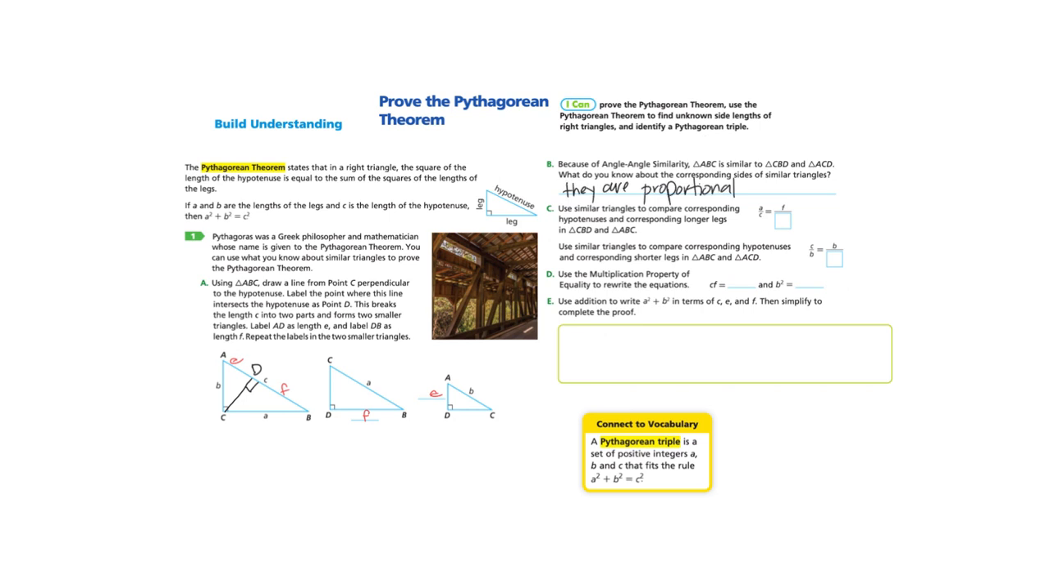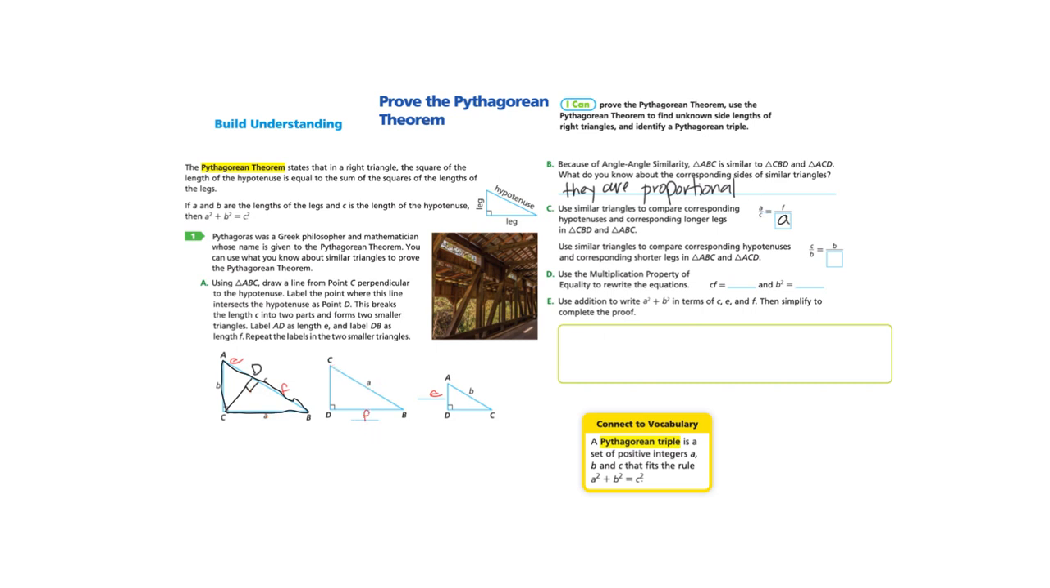C says use similar triangles to compare corresponding hypotenuses and corresponding longer legs in CBD and ABC. So if we look at triangle ABC, they're comparing A, which is this bottom leg, or the base leg, I guess you could say, to the hypotenuse. So they're saying A over C. If we look at this triangle and compare this bottom or base leg to the hypotenuse, it would be F over A. So A should go here in that box.